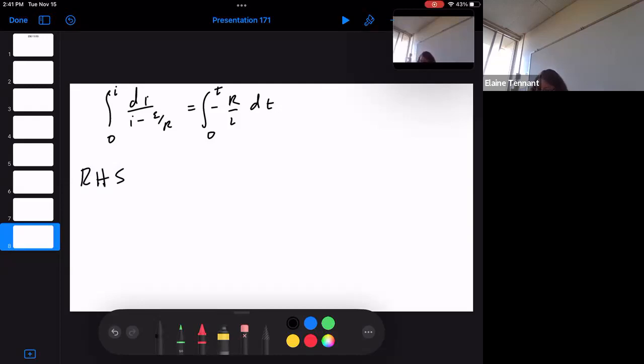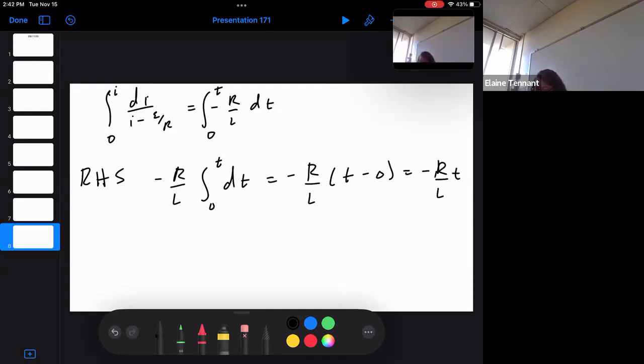The capital R, capital L? Those are constants. So I have negative R over L integral of dt. And what is the integral of dt? T. So I have t minus 0. So I have negative R over L times t. Okay, that's the left-hand side.